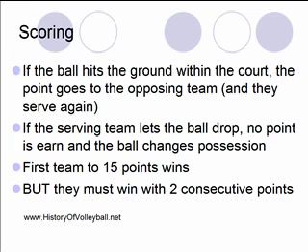The first team to earn 15 points wins. But they must win by 2 consecutive points. So for example, if the score is at 14-14, they're tied, a team must earn 2 points in a row. They need to get that 15th point and the 16th point to have it considered a win for them.